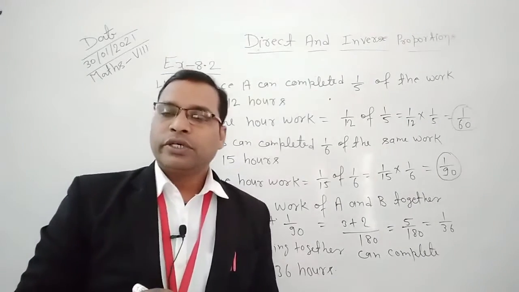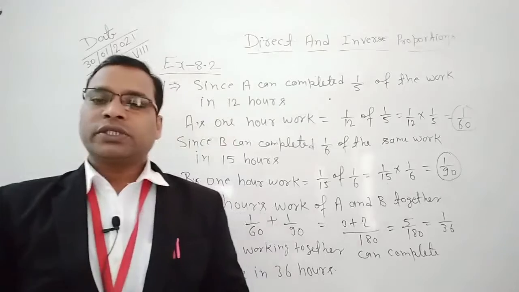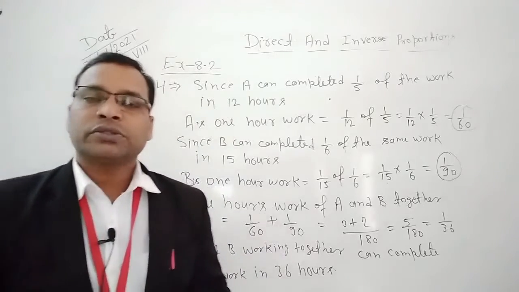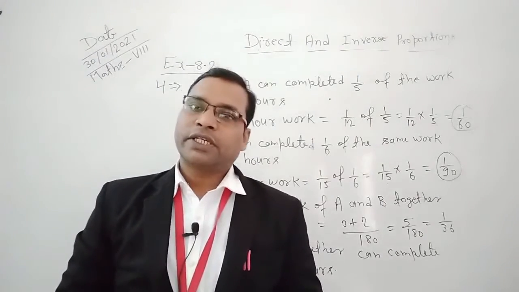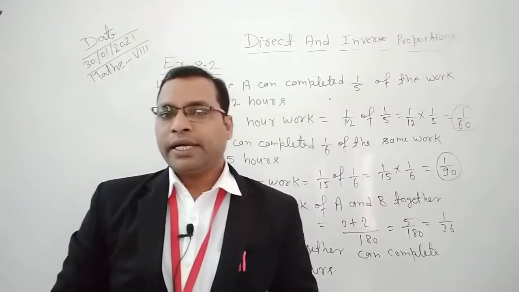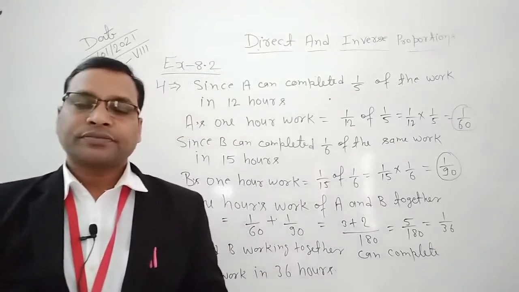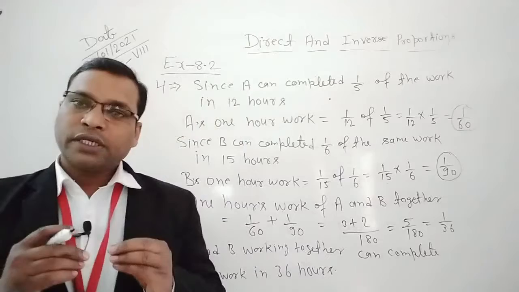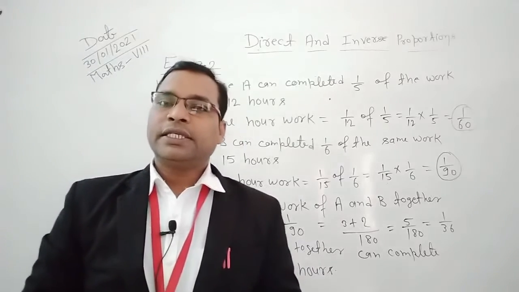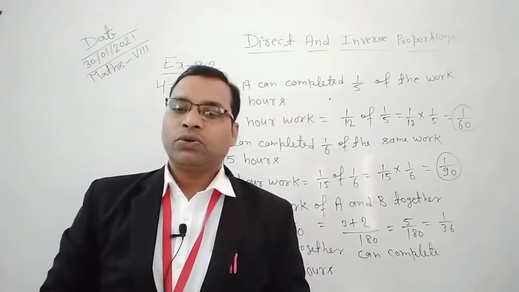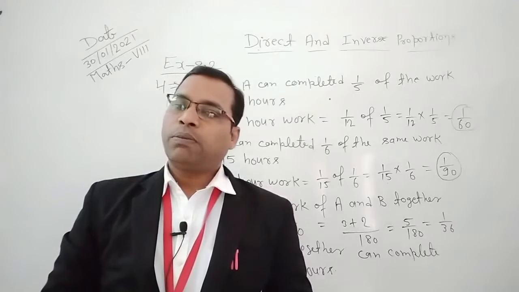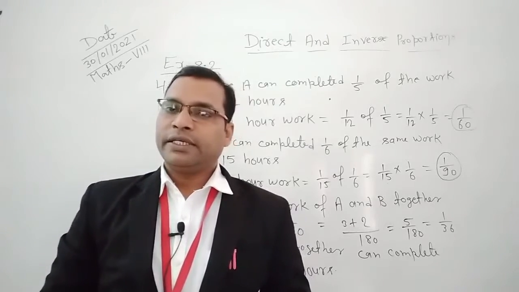Okay. Students, I hope all of you understood these questions. Now we are going to discuss the next question, question number 5 of exercise 8.2, chapter 8, direct and inverse variation. In question 5, it is given that A and B together can dig a pond in 20 days.